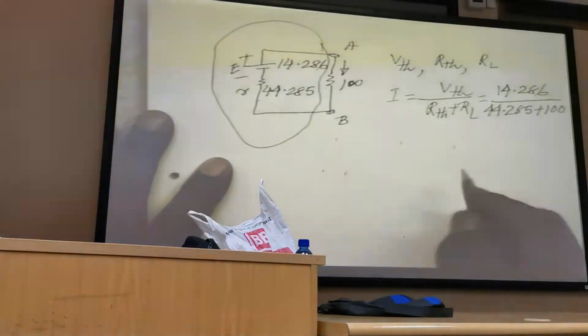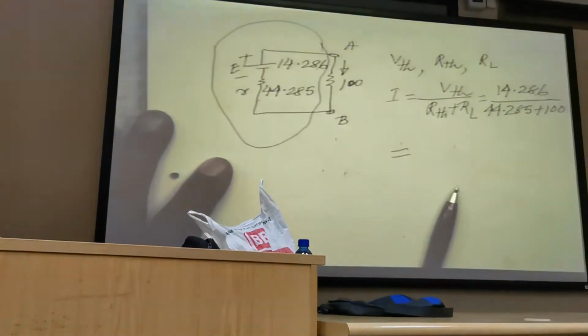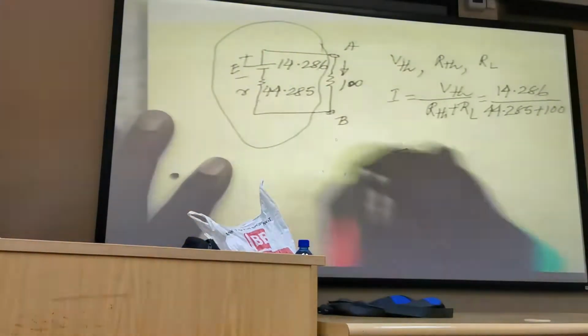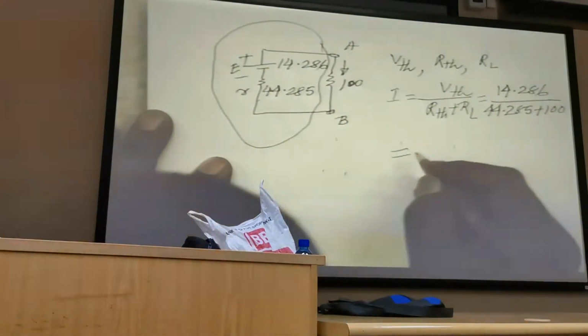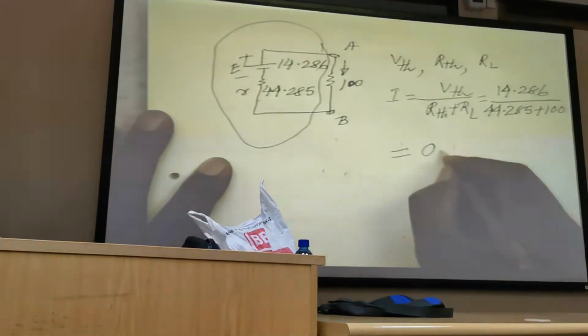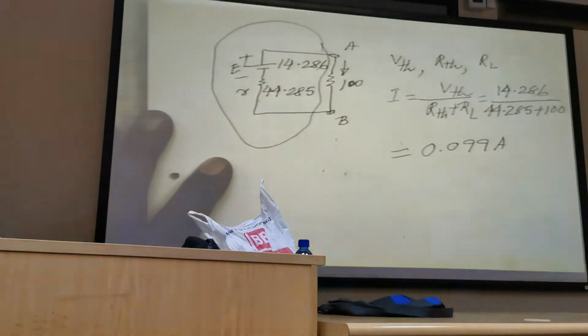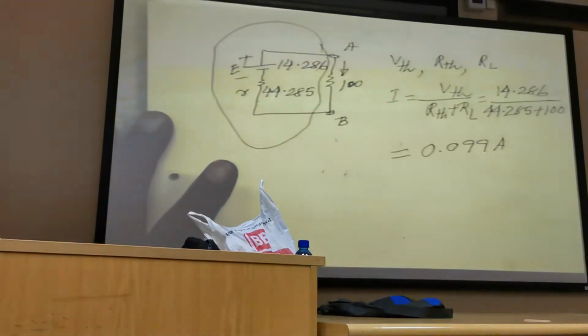And what is this value? How much did you get? 0.099 ampere. So you can say 99 milliampere, right? Okay. Does it make any sense?